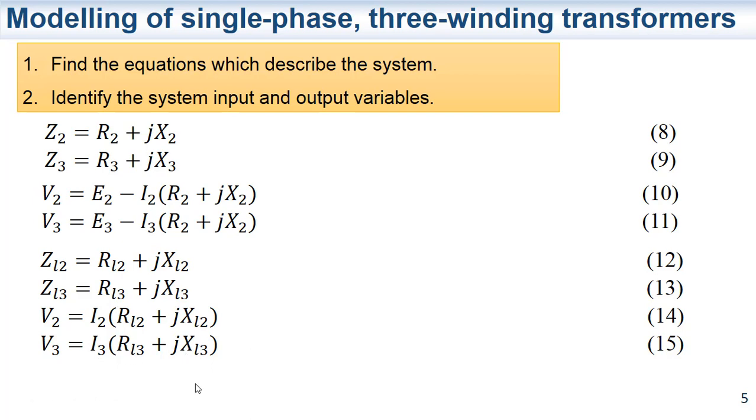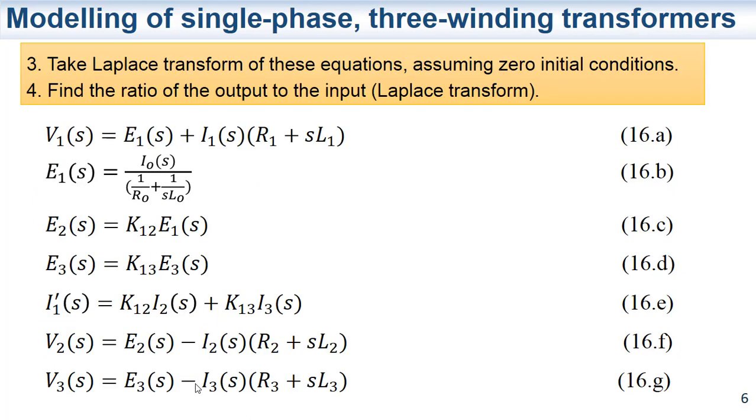Now, by listing the equations presented for the 3-winding transformer and applying the Laplace transform to those equations, assuming zero initial conditions, the set of equations presented as equations number 10 is obtained. Now, in a similar way to how we modeled the two-winding transformer in the previous video, we're trying to arrange the equations to link the input voltage supply V1 to the output voltages, which are the secondary and tertiary circuit outputs V2 and V3.